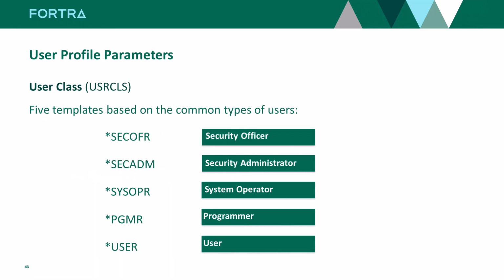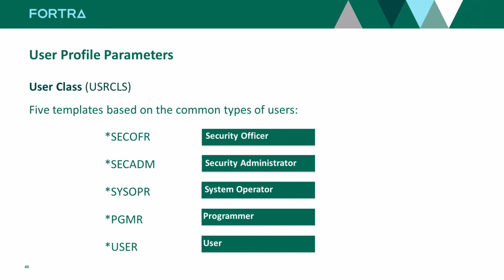Now, how do we get to all of these special authorities that we've been talking about, and what are those defaults? Because user class is often mistaken for special authority. All the user class does for us is build templates so that, by default, we can assign a certain set of special authorities to the user profile. It also does provide some default menu behavior on the IBM i menus.